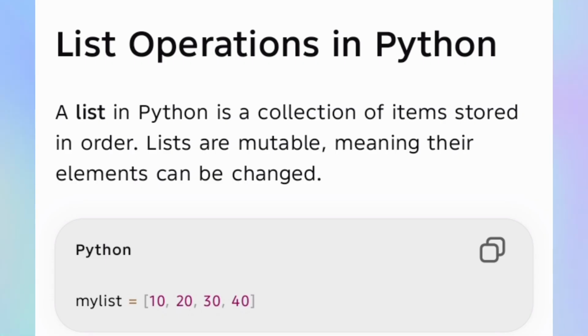Today we are going to discuss list operations in Python. A list in Python is a collection of items stored in order. Lists are mutable, meaning the elements can be changed. My list within square brackets: 10, 20, 30, 40.